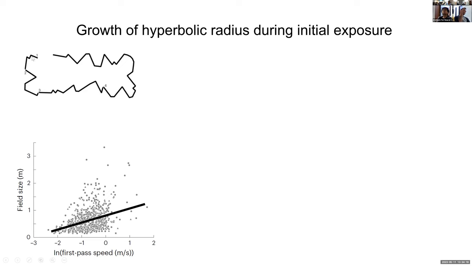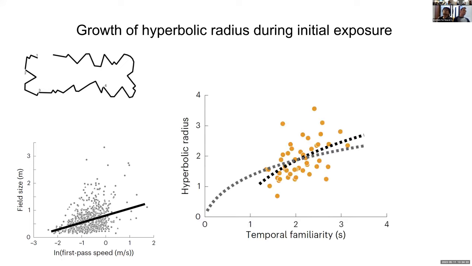So there are segments of the track that are curvier, and the animal runs slower, and so the field size is bigger. When they run faster, they have a coarser representation. And that's the same thing, but now on a smaller time scale: when you look at the neural representation, it has a slightly bigger radius when the speed is smaller or familiarity is greater.